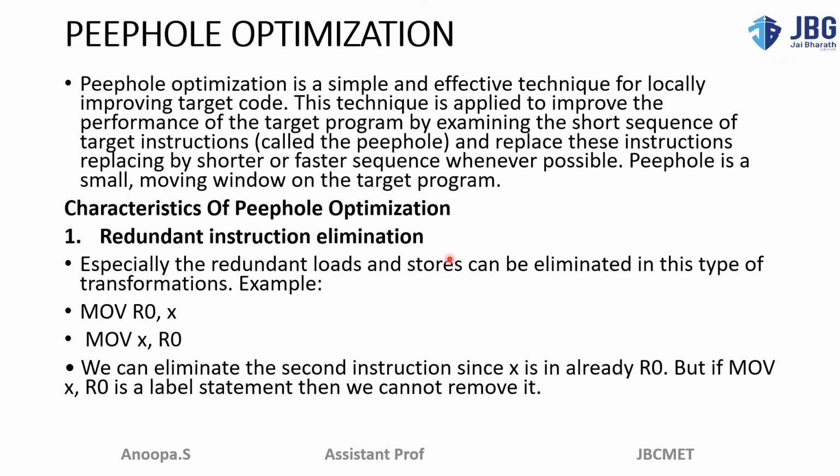For example, move r0 comma x, that is moving the content of r0 to x. Then the second is move x comma r0, moving the content of x to r0. See, in this, r0's content was moved to x, then here x is moved to r0. So we don't need to have this statement, right? So we can eliminate the second instruction, move x comma r0. But the condition is that this should not be a label. If move x comma r0 is a labeled statement, then we cannot remove it. So we should be careful when we identify the peepholes.